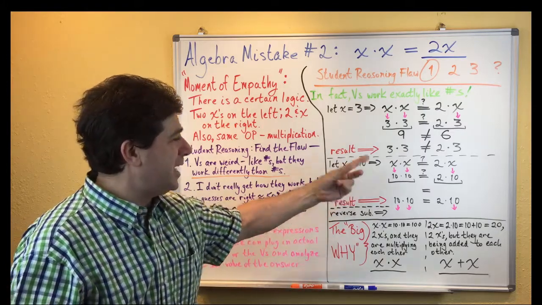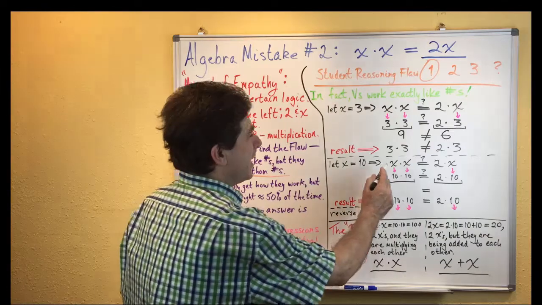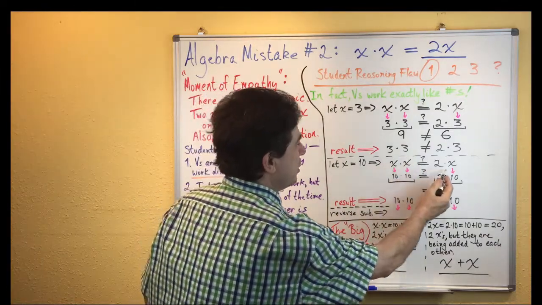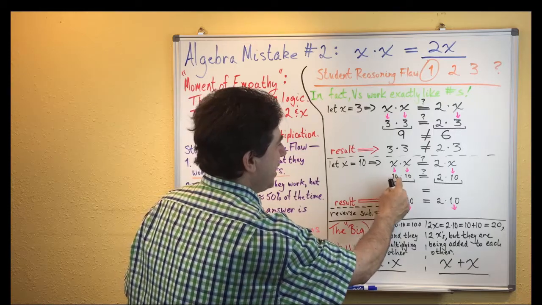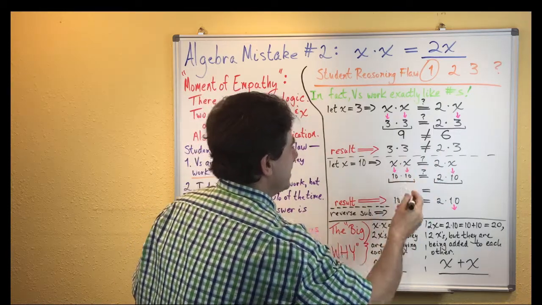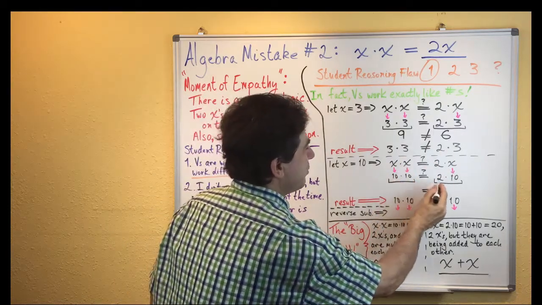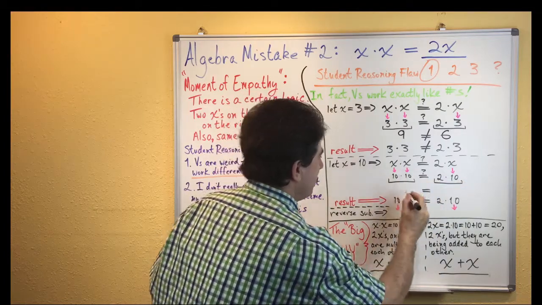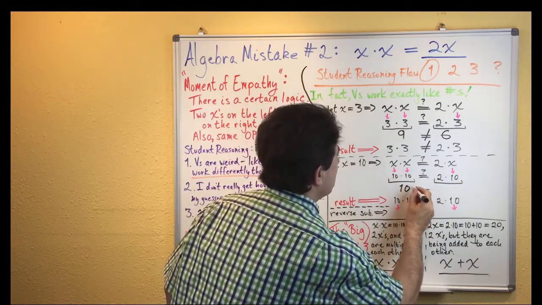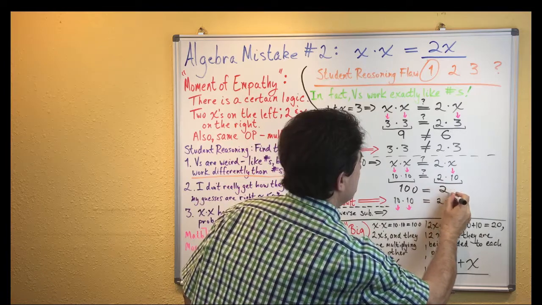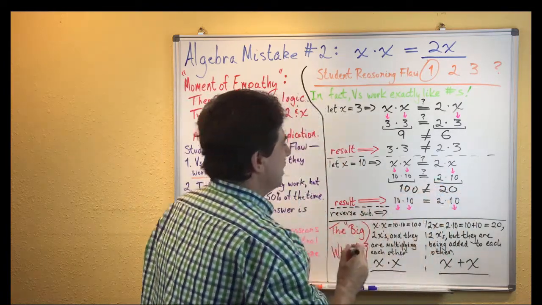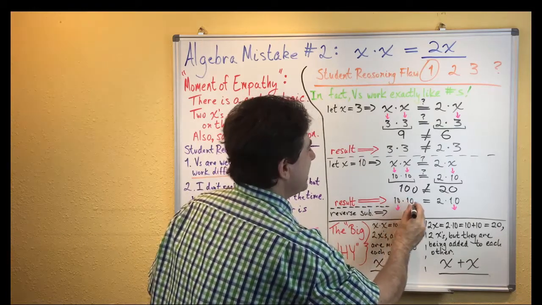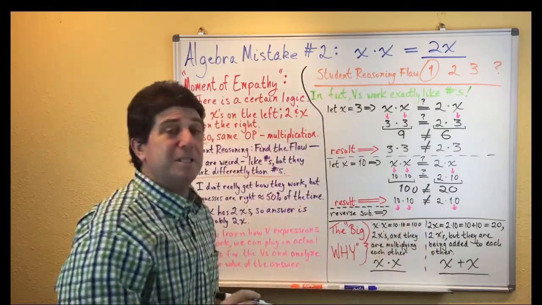Let's let x equal 10. Then again, we've got x times x, question mark, equals 2 times x. Substitute in 10 for the x's, for that x, for that x, and for that x. Now we've got 10 times 10. Does it equal 2 times 10? 10 times 10 we know is 100, and 2 times 10 is merely 20. Uh-oh, 100 is not equal to 20. So therefore, 10 times 10 is not equal to 2 times 10.